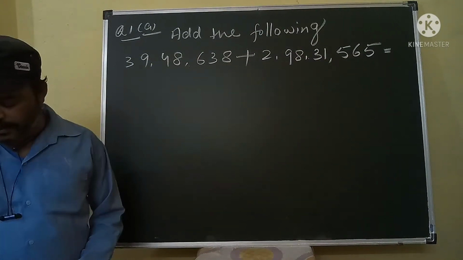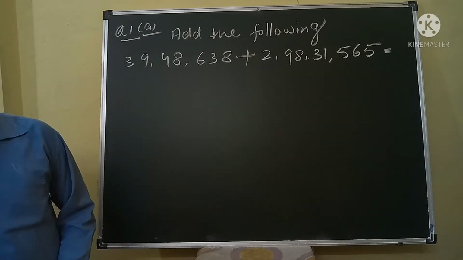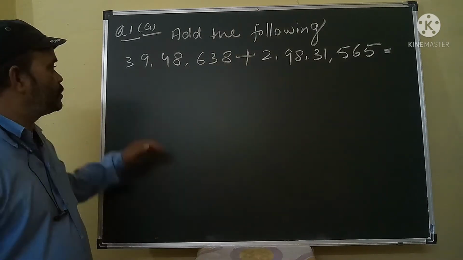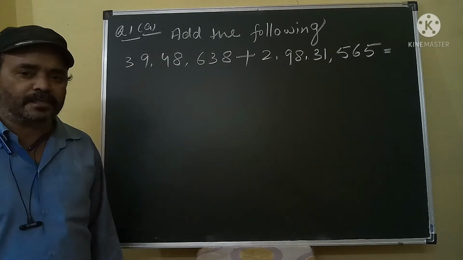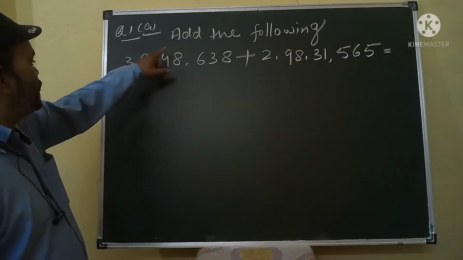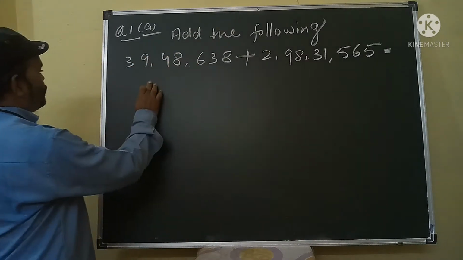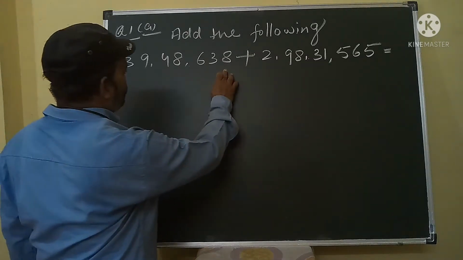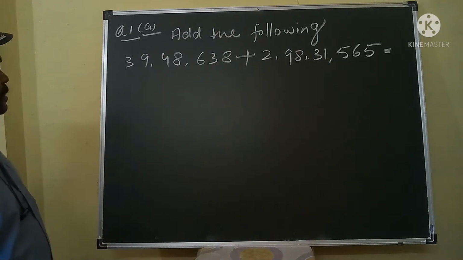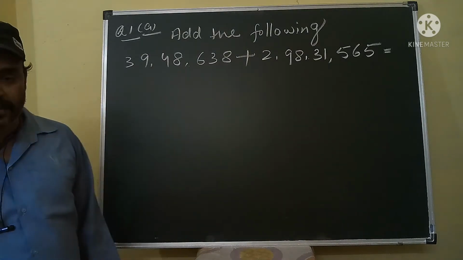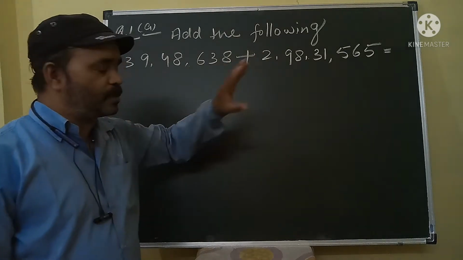Now we will discuss some problems from book page number 23. All these questions are from book page number 23. Add the following. There are two natural numbers. This is the first natural number and this is the second natural number. In this question we will find out what is the sum of these two numbers.